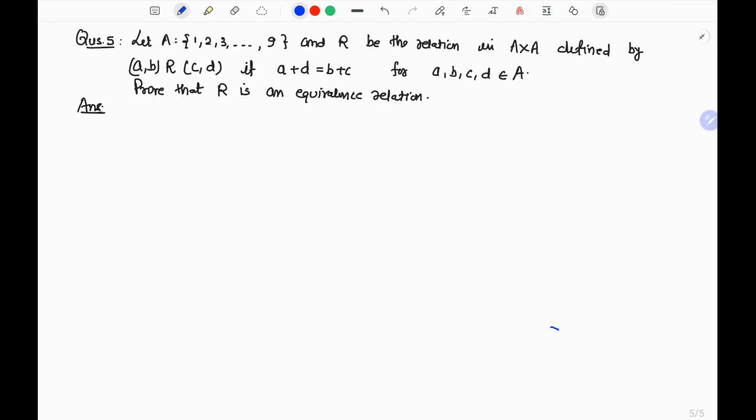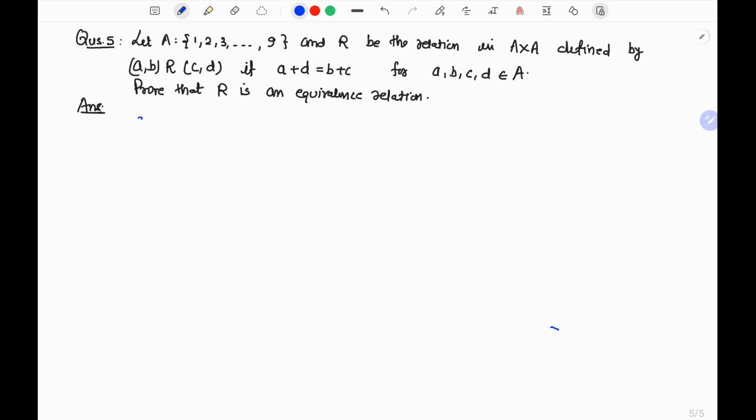Next question is, let set A having the elements 1, 2, 3 up to 9 and R be a relation in A cross A defined by (a, b) related with (c, d) if a plus d equals b plus c for a, b, c, d belongs to set A. Prove that R is an equivalence relation.